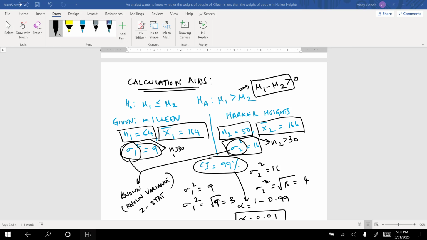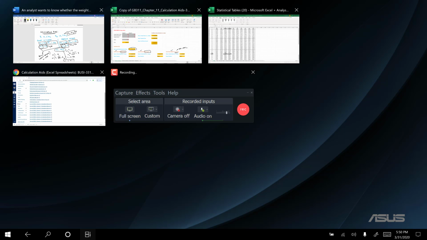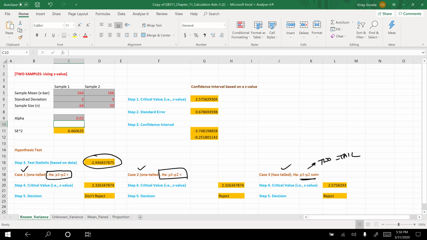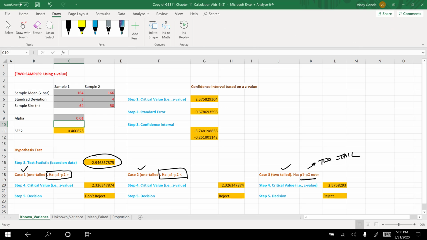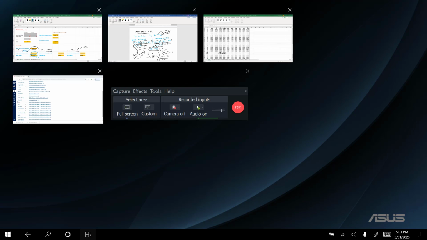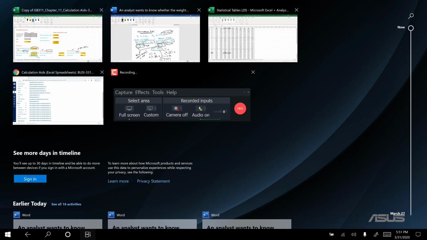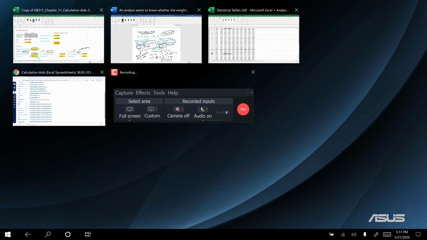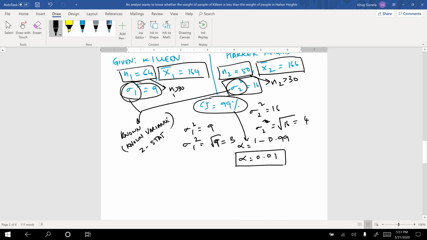So if you see, mu1 minus mu2 greater than is this one, so I will be using case 1. My critical value is 2.32 and my decision would be don't reject. So this means don't reject H null, that is what they are saying. That means our answer would be don't reject H null.